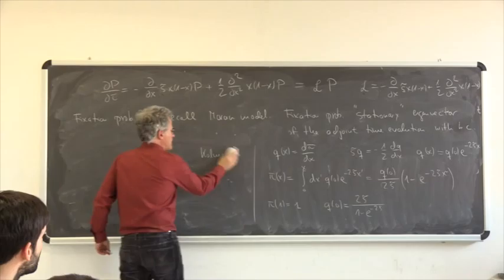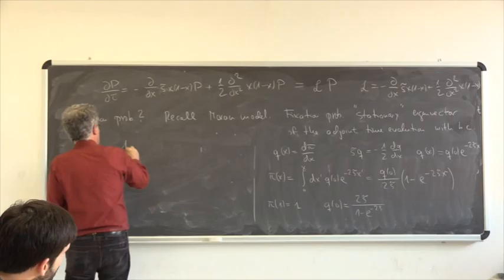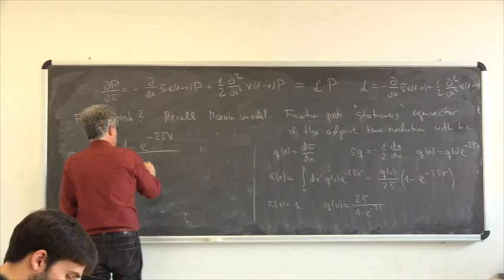So the 2s obviously cancels, and so in the end, the fixation probability is 1 minus e to the minus 2s tilde times x divided by 1 minus e to the minus 2s tilde. So this is the solution.